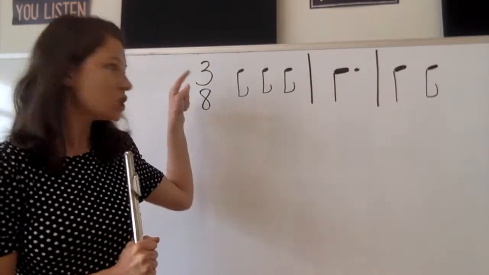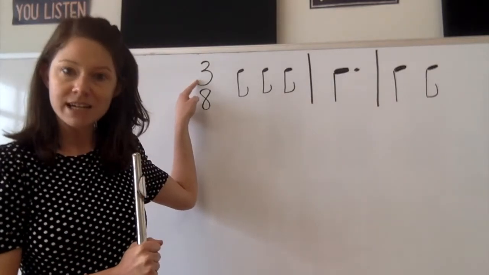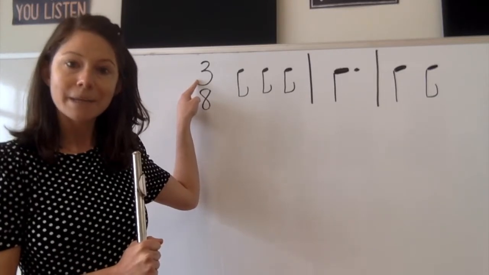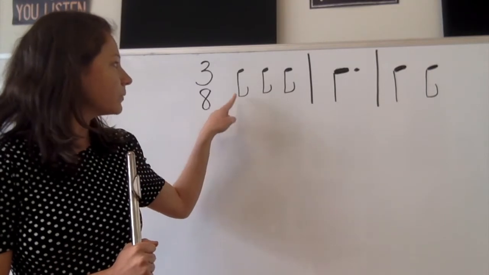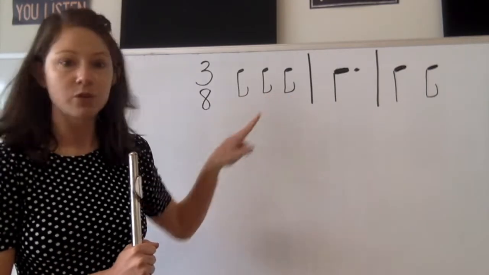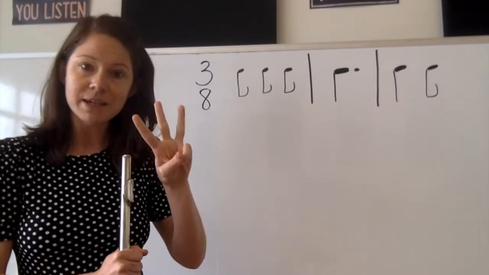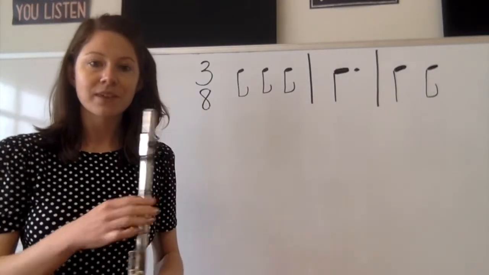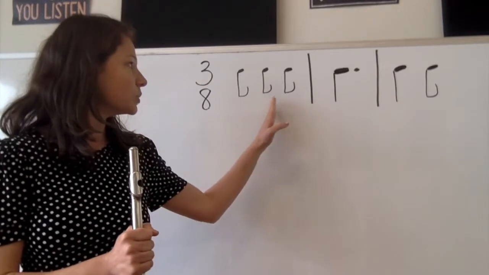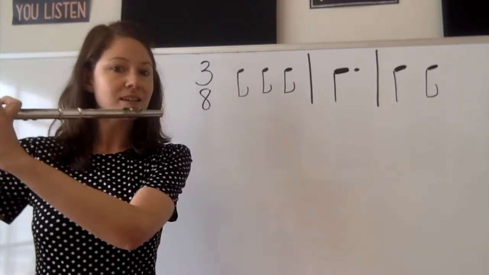The top note doesn't change. We will still have 3 beats per measure, but now the 8th note will get the beat. So if we look here, 1, 2, 3, we have 3 beats. And if I set my metronome, I just have 1, 2, 3, played like this.